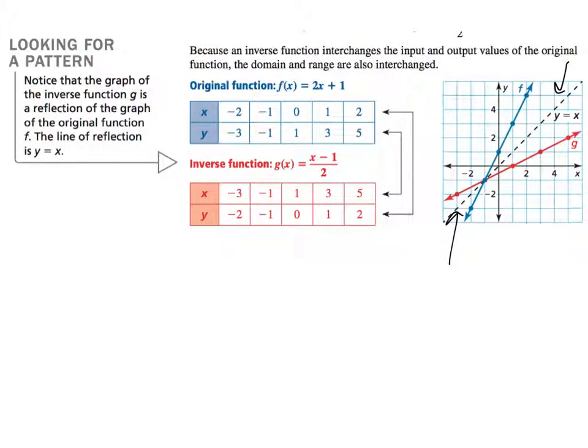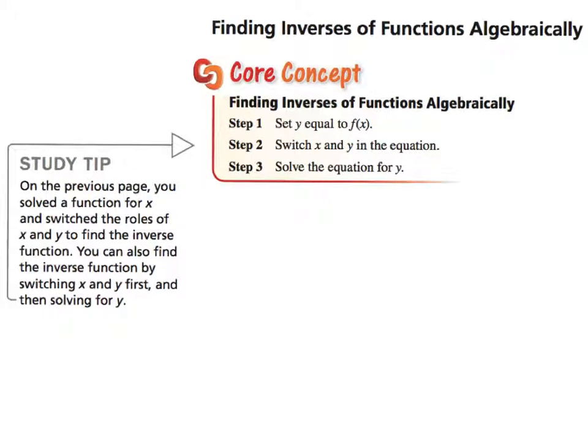Notice that the graph of the inverse function g is a reflection of the graph of the original function f. The line of reflection will always be y equals x, and you should have learned that last year in 6th grade. y equals x, line of reflection. You should have done line of reflections before. That is always going to be true if you did the correct inverse function. So if you're confused, that's okay. But you should know that what we just went over was showing that a function and its inverse are related.